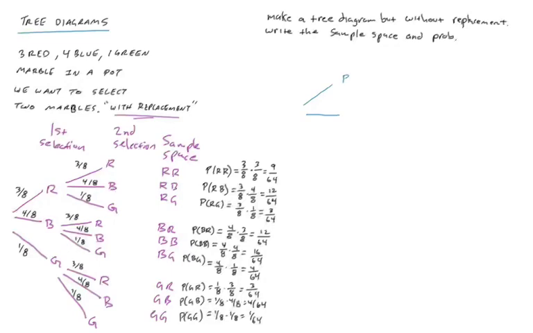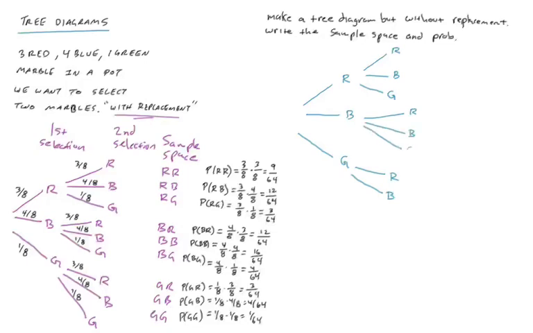Okay. So our first selection, we could still get any of the three. We could get red, blue, or green. For the second selection, if we get a red, there's still a red, blue, or green possible. If you get a blue, there's still a red, blue, or green possible. But there's only one green. So if you select a green, it's no longer there. So for the second trial, you could only get a red or a blue.